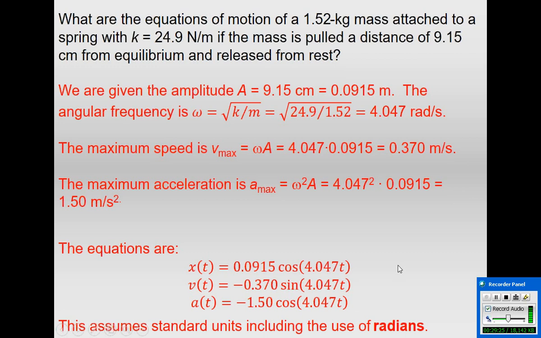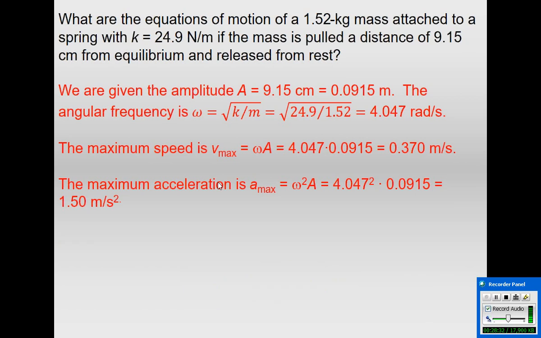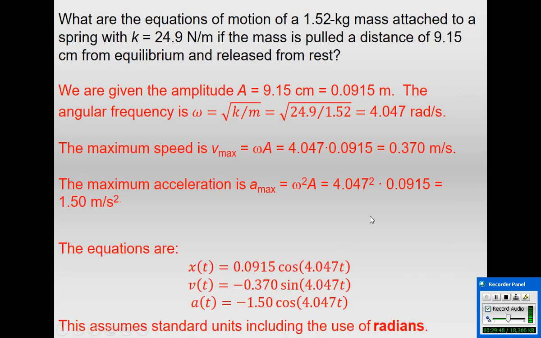The one warning, make sure your calculator is in units of radians. It is vital in this circumstance. If you had to calculate the displacement at 5.3 seconds, well, t equals 5.3, 4.047 times 5.3. You have to do the cosine of that number. You have to make sure your calculator is in radians mode.